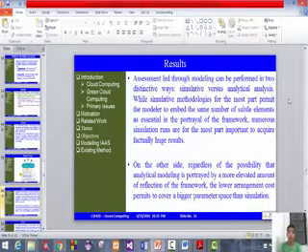Results assessment through modeling can be performed in two distinctive ways, simulative versus analytic analysis. While simulative methodologies for the most part permit the modeler to embed as many details as necessary in the description of the framework, numerous simulation runs are generally necessary to obtain statistically significant results. On the other side, although analytical modeling is characterized by a higher level of abstraction of the framework, the lower solution cost permits covering a larger parameter space than simulation.